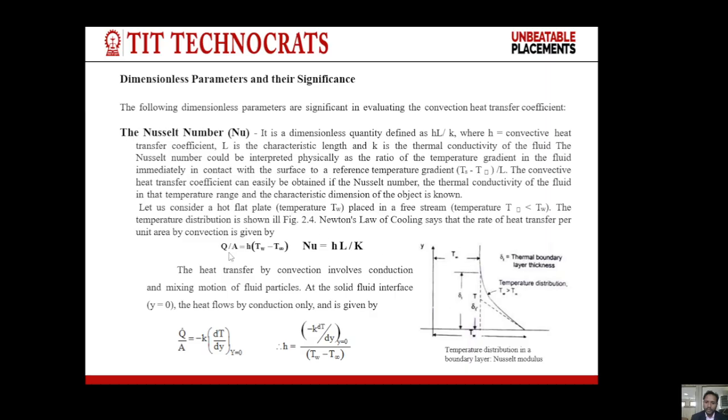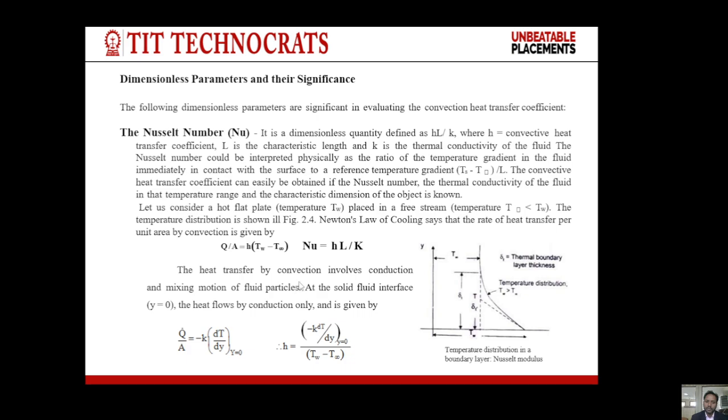So to calculate the rate of heat transfer, we will also use the formula of Newton's law of cooling, as we have discussed in the previous chapter. So here heat flux, that is Q upon A, is equal to h (Tw minus T infinity). Similarly, we can have Nusselt number equal to hL upon k.